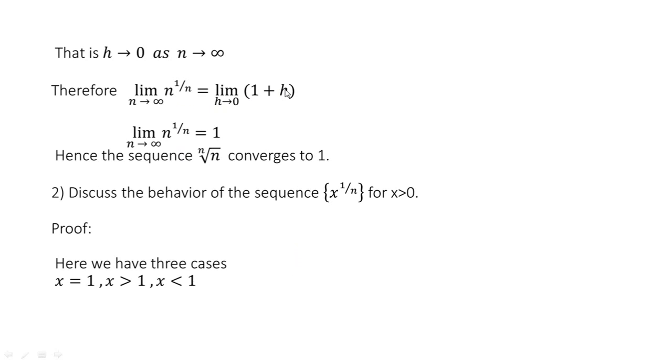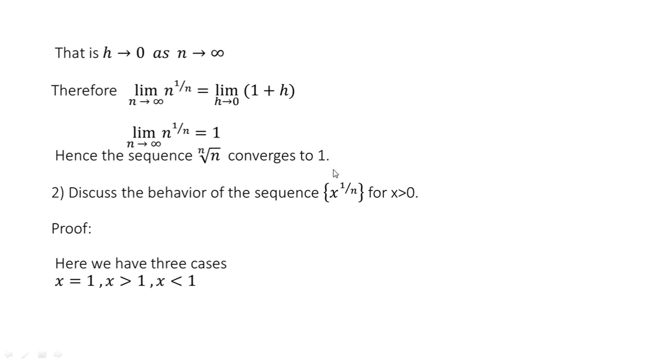Since I know the limit of the h value, it is easy to know the limit of our sequence. The limit of n to the power of 1 by n as n tends to infinity is equal to the limit as h tends to 0 of 1 plus h, which is our representation. As h tends to 0, the limit of this value is 1. Since this sequence has a unique finite value, by the definition of convergence, this sequence converges to 1.